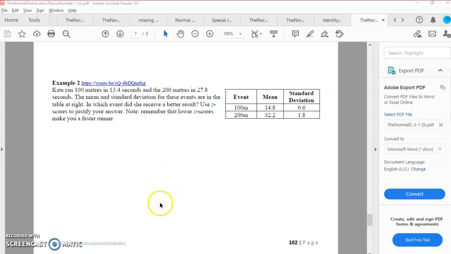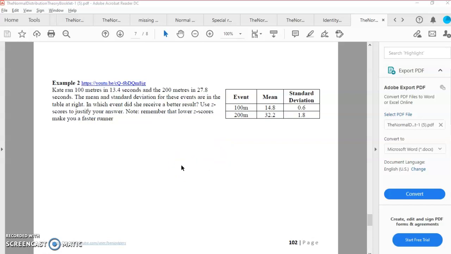We didn't talk about making the comparisons, and I want to do that really quick. So let's make the comparison here. Kate ran 100 meters in 13.4 seconds and the 200 meters in 27.8 seconds. The mean and standard deviations for these events are in the table to the right. In which event did she receive a better result?